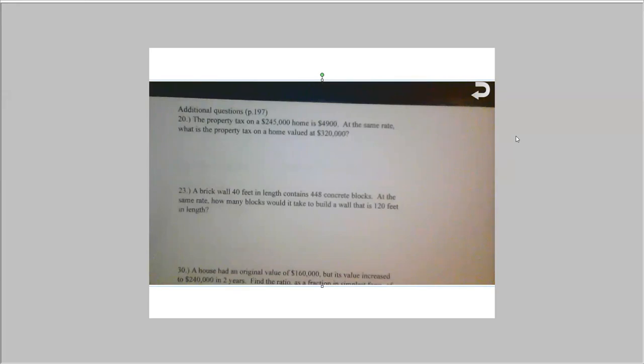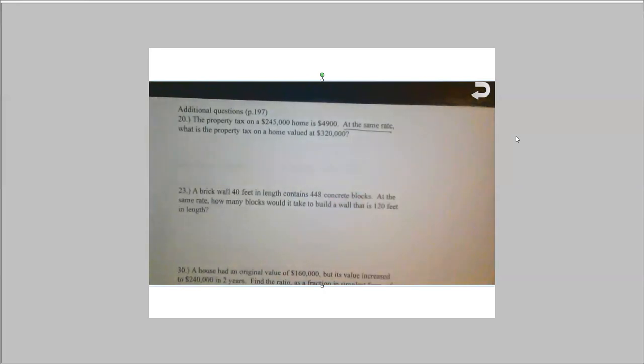So number 20 says the property tax on a $245,000 home is $4,900. At that same rate, what is the property tax on a home valued at $320,000? So what I want you to notice as you read this, we're comparing two things, property tax and a home's value. We just see that repeated, property tax, home value, property tax, home value.